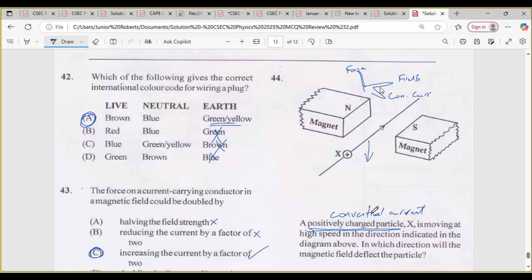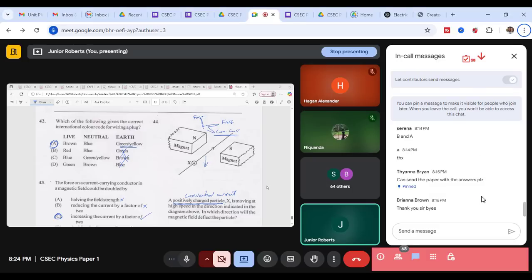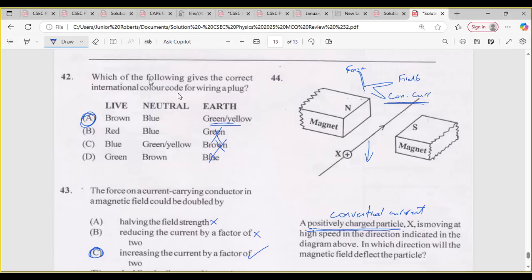Now in this case, the field is north to south. So we have to point our index finger north to south. But because the current is going in, we have to rotate our left hand, so that the middle finger is pointing into the page, because that is for the conventional current. And what we see now is that our thumb points downward, so the force is going to be downward. Okay? Okay, sir.